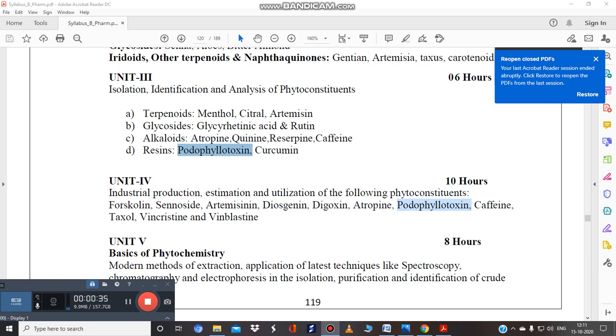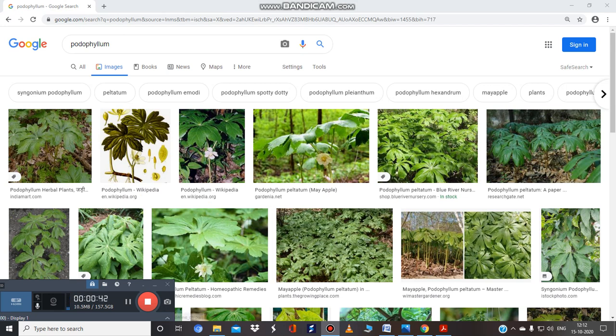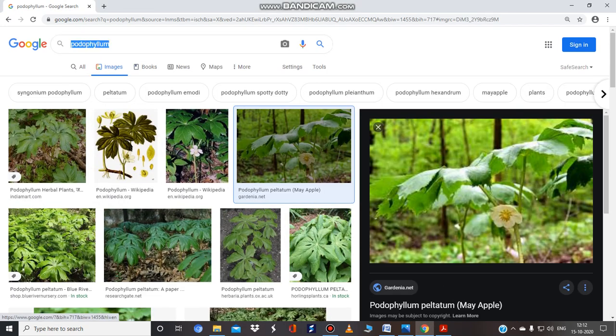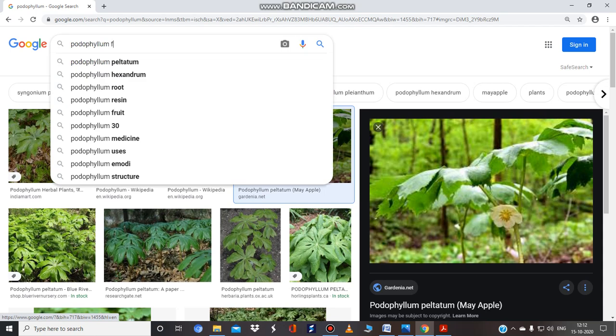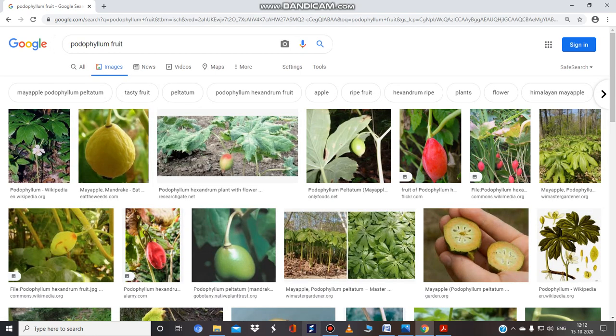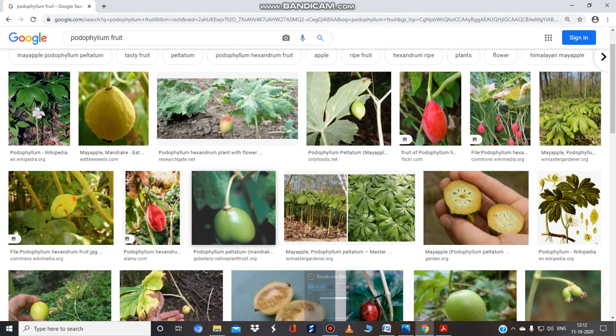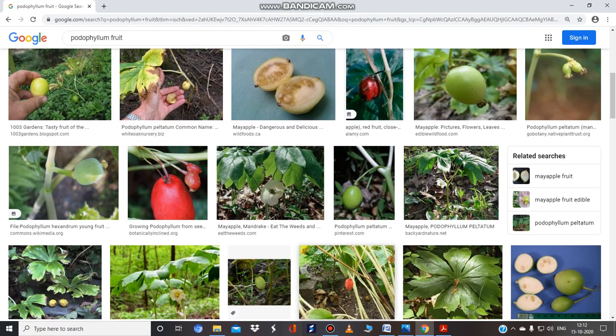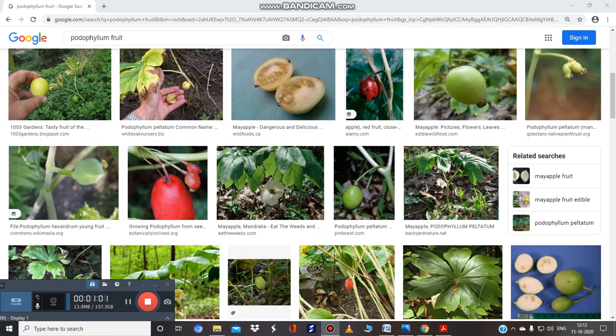So let's start the isolation and identification of the podophyllotoxin. So this is the plant, that is the podophyllum. Here it is, May apple. So this is known as the May apple. Why am I showing this? Because I am just showing the fruit here. This is the fruit of the podophyllum. So it does not actually look like an apple, but it is found in the Himalayan region and it has a color like apple. So it's sometimes known as the Himalayan May apple.